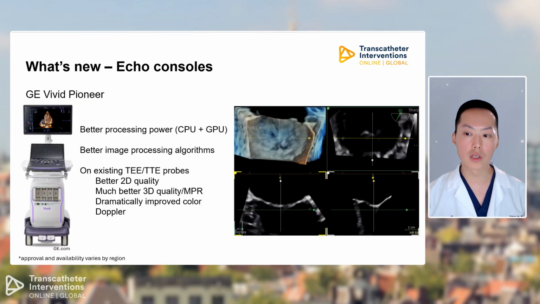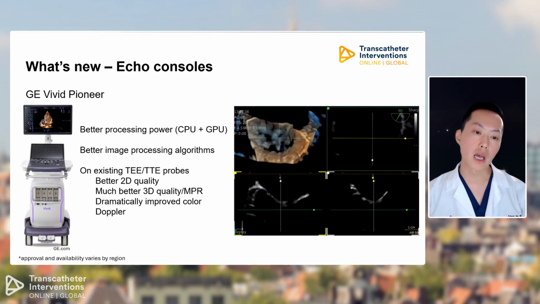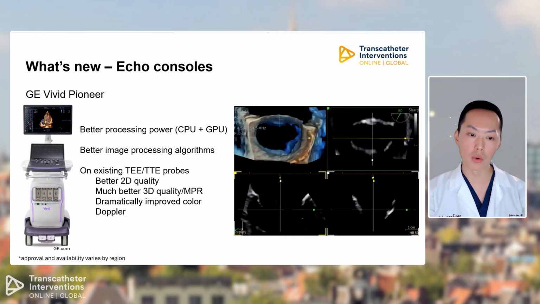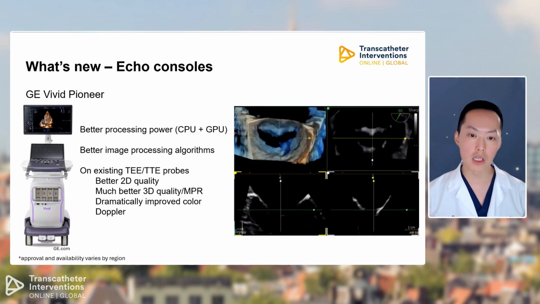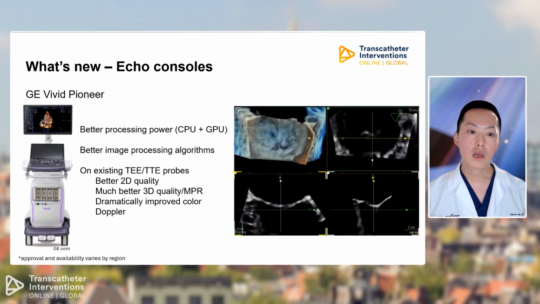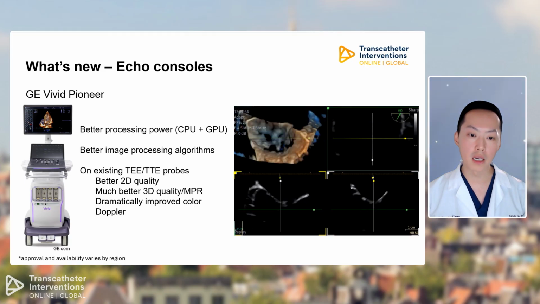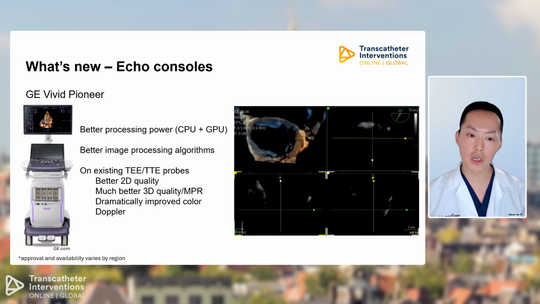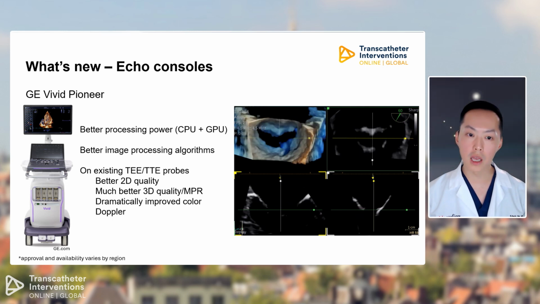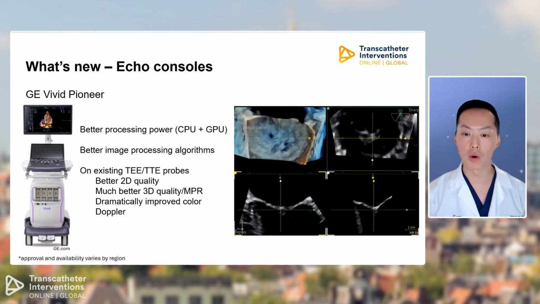So when I think about what's new in the ICE world, there's two different parts to it. There's the echo console, because the probe is going to provide all this raw data to some machine for processing. And so even though we don't think it's going to make a big difference, it actually does. So this year, what's new in the echo world is GE launched the Vivid Pioneer, which is their newest generation echo console. And because it has a lot better image processing capability as well as algorithms, even though the probes haven't changed, the image quality has.